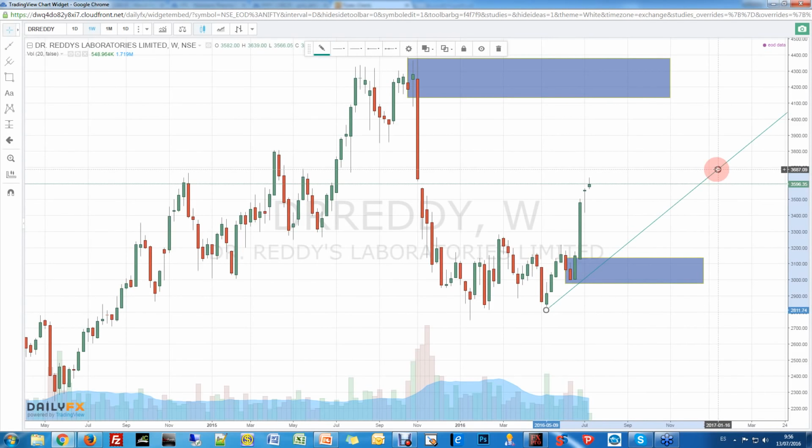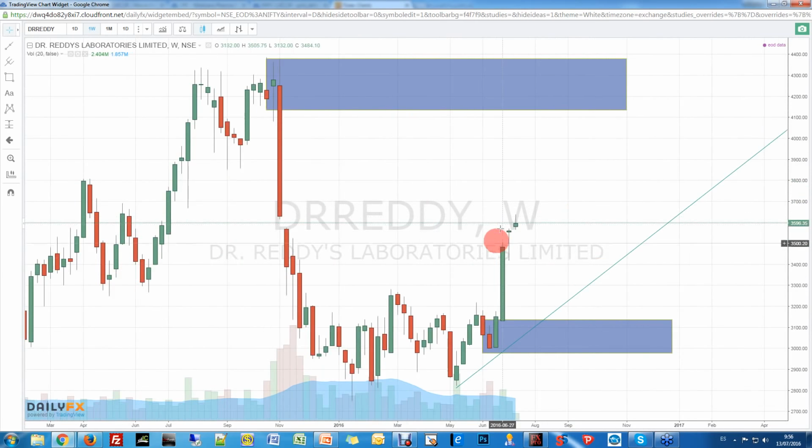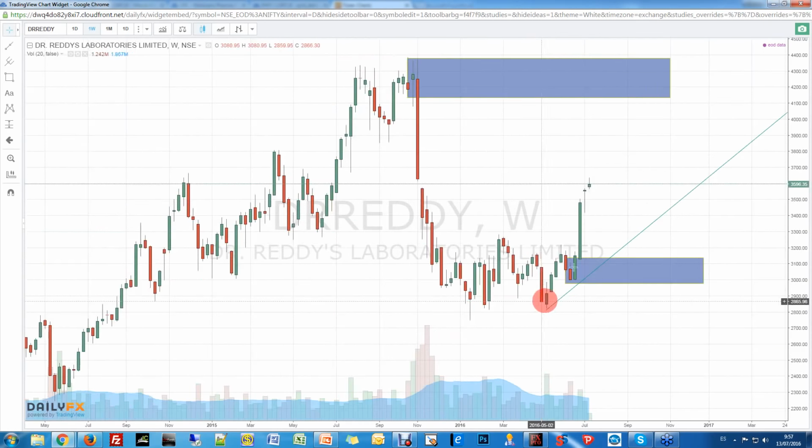Okay, makes sense? Low bias, clear as that. Can't be clearer than that. We've got a momentum hammer, which is pretty strong. They are usually very strong. When they break out, they usually provide breakout trades. So momentum hammer on the way up.